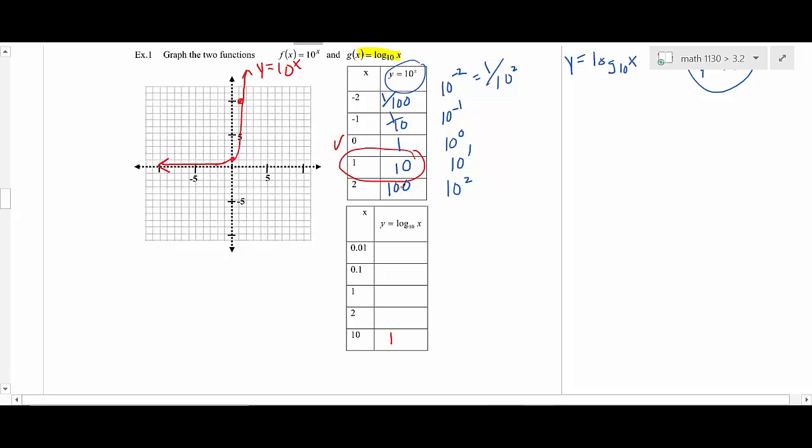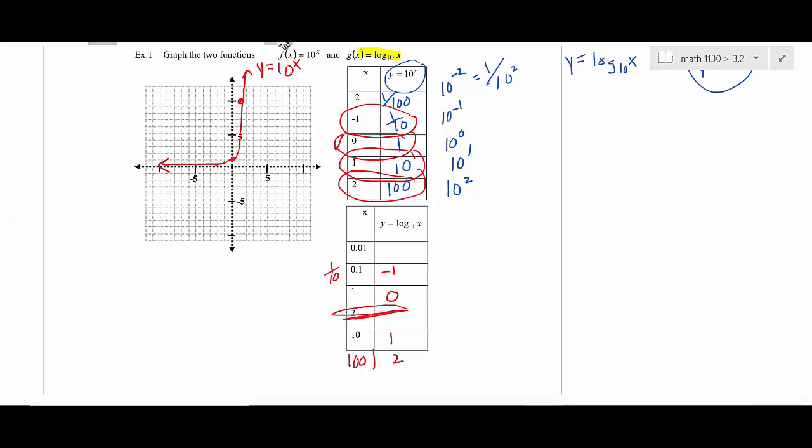You have the point (2, 100). That's going to change to the point (100, 2). I've got the point (0, 1). That's going to change into the point (1, 0). I don't know why I put a 2 there. I don't need that. Now, 10 to the negative 1 is 1/10. So if I went through and switched these points, you would have the point (1/10, -1) like that. 1 over 100 is 0.01. So again, I'm going to flip the points like that. So this is 1 over 100. This is going to flip to negative 2.